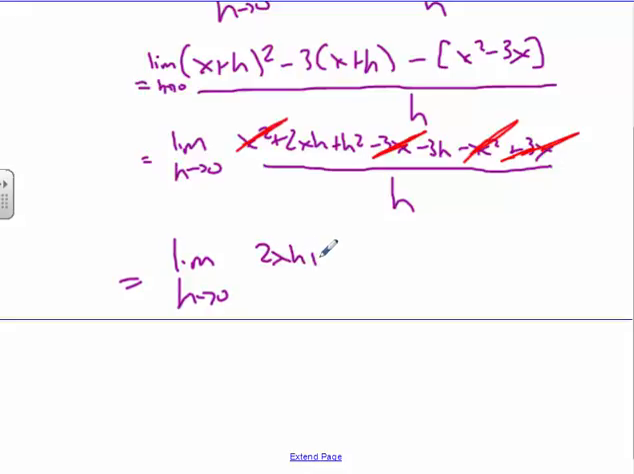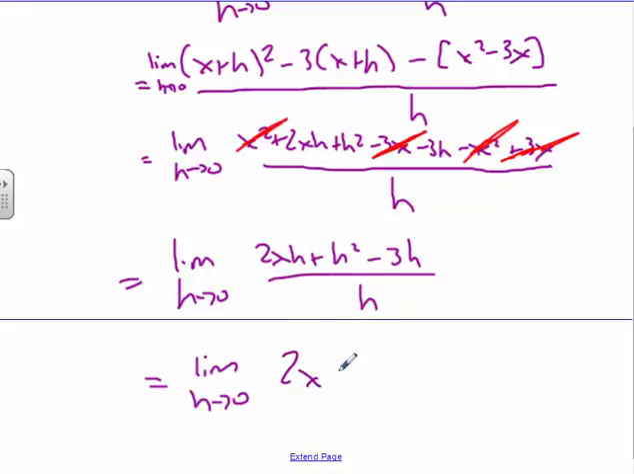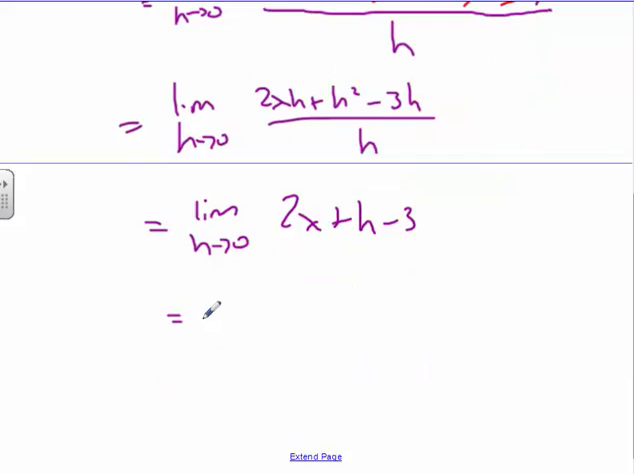Because if you have a 2xh, you have an h squared, you have a minus 3h over h. What we can do is cancel out those h's. Now I'm still going to need to write that limit notation because I haven't actually replaced h with 0 yet, because I can't, right? But this should be 2x plus h minus 3. And then on my next step, now I can replace my h with 0, and so I'll leave it there. This is my derivative. An equation which will find the slope at any given point.